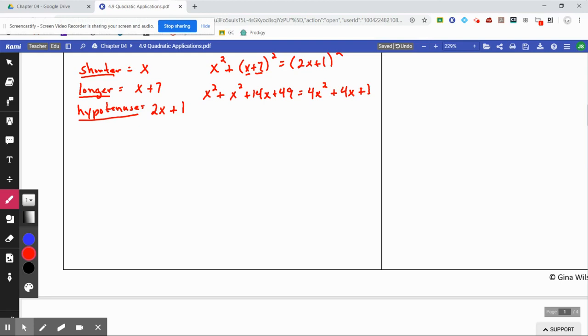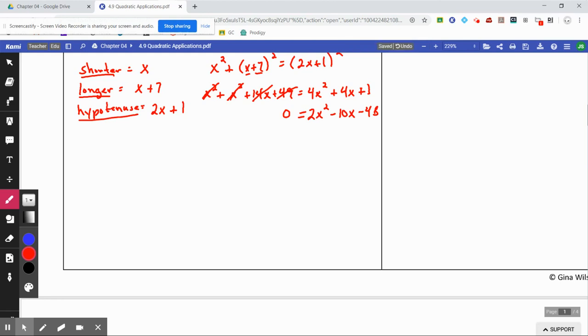Let's get our like terms together. Let's move our 2x squared over here by subtracting. 4 minus 2 gives you 2. Let's subtract off the 14, gives you 4 minus 14 is a negative 10, and subtract the 49 gives you negative 48. And now we have nothing on the left side, so it's equal to 0.